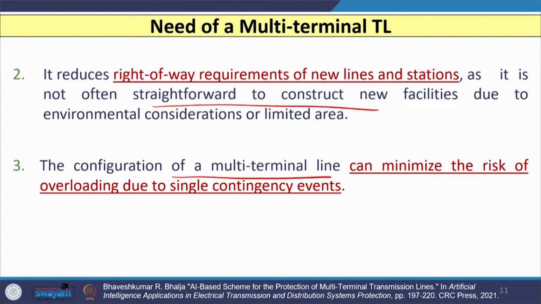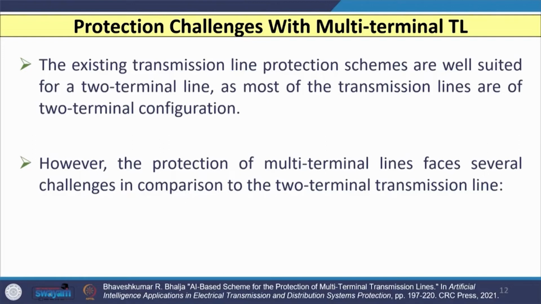So, if I construct two transmission lines, then the chances of occurrence of a fault on two lines are higher compared to having only a single line which I am converting into a multi terminal or three terminal transmission line. Now, let us see what are the protection challenges with multi terminal transmission lines. The existing transmission line protection schemes are well suited for two terminal transmission lines, but when they are applied to multi terminal transmission lines, they face several challenges.